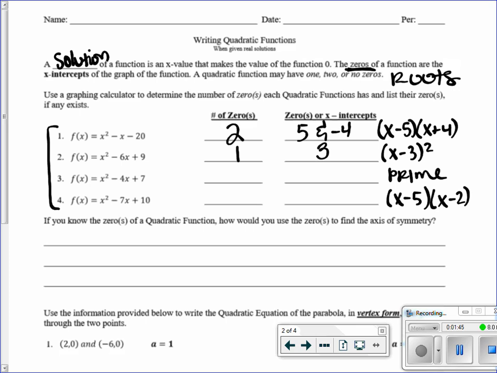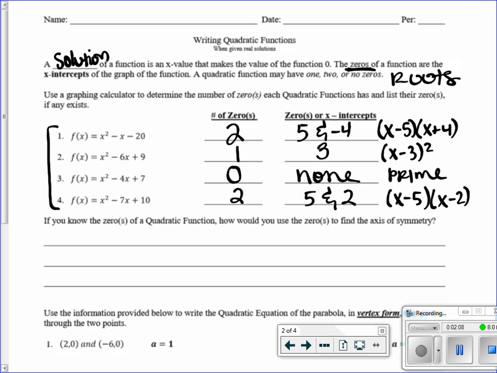The third one, maybe you got a little stuck on it, but that one's prime. If it's prime, that means it doesn't touch the x-axis. There are 0 solutions. There are 0 roots. There are no x-intercepts. And then the last one, 2 zeros, 2 solutions. It would be at 5 and 2.